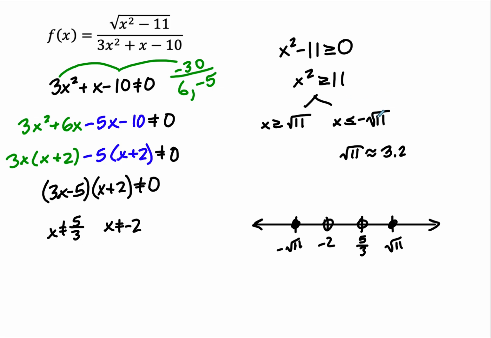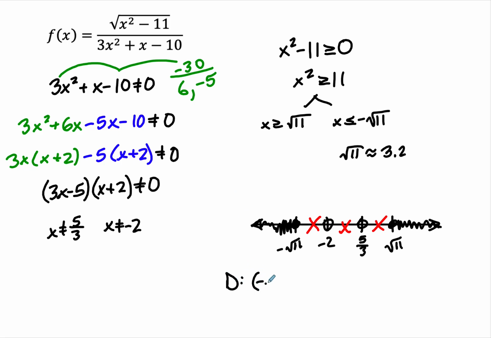And what's actually happening here is that x has to be less than or equal to negative square root of 11, and it has to be greater than or equal to square root of 11. So everything in the middle doesn't matter. It's not part of the domain. So we're not even going to note negative 2 and 5 over 3 in our final answer because it's already not part of the domain, the values before and after it. But we do have to notate the square root of 11. So here's going to be our final answer here.